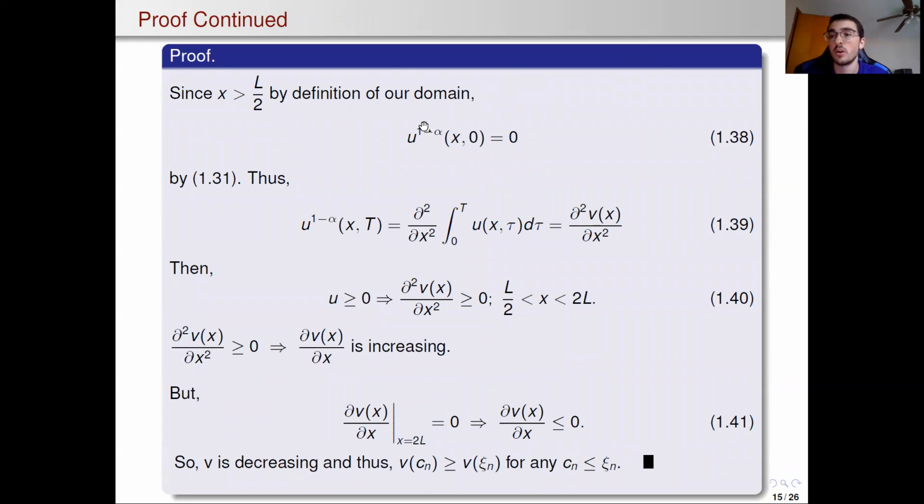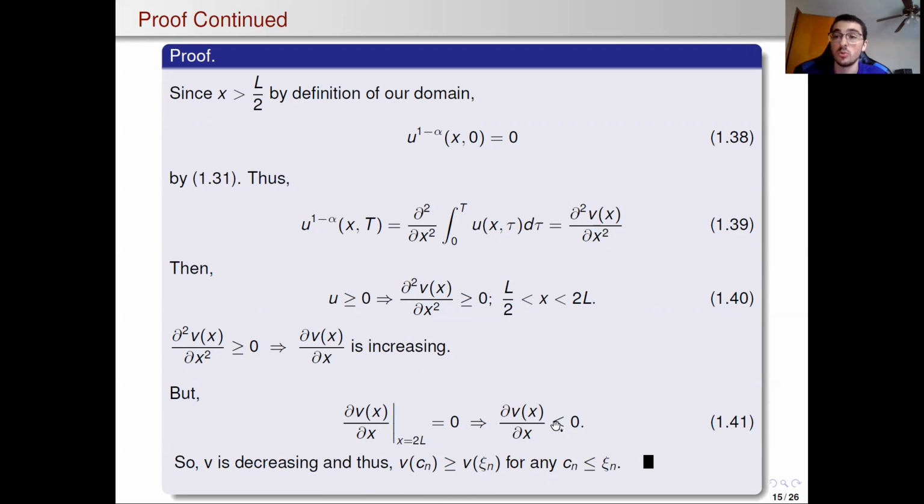Moving on, we know by our initial values from our model that 1.38 is true, and so we can simplify to 1.39. Now, by assumption, we know that u is greater than or equal to 0, which implies that our second derivative of v with respect to x is also greater than or equal to 0 on our domain from L over 2 to 2L. So this implies that our first derivative of v with respect to x is increasing. However, we know from our boundary values that the first derivative of v with respect to x at 2L is equal to 0, and thus we know that our first derivative of v with respect to x is less than or equal to 0. So v is decreasing, and thus v(c_n) is greater than or equal to v(x_n) for c_n less than or equal to x_n.